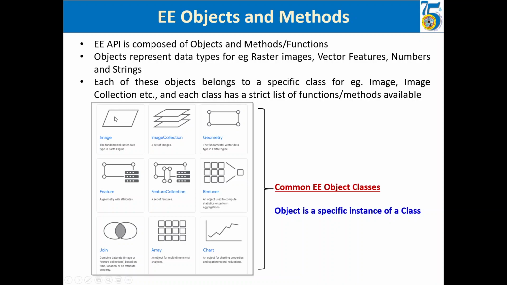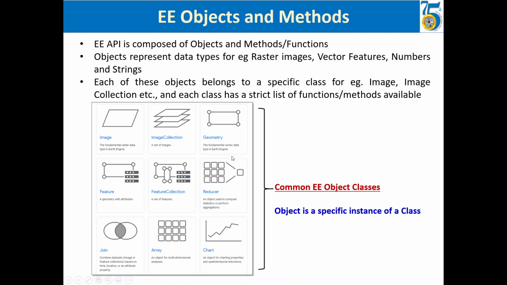The Earth Engine image object represents the fundamental raster data type in Earth Engine. Image collection, when you want to do a temporal analysis of images, satellite imageries over time, to detect a change in the land use land cover or to map NDVI for a particular region of interest over time, you need to use this image collection, which is nothing but a stack of images.